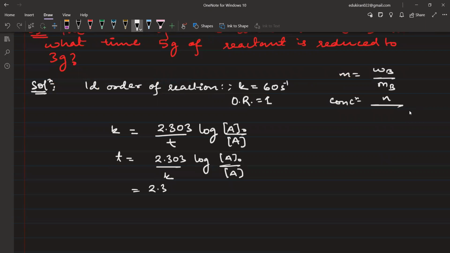This is equal to 2.303. K kya hai aapke paas? 60. Log of initial concentration is 5 grams, so 5 or gram to cancel ho jayega, right? So 5 upon 3. Calculate the value and tell me what is the time taken. The time will be in second because this is second inverse. Inverse will go above, it will become power 1. Calculate and tell me what is the answer for time.